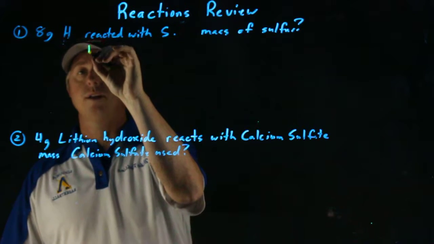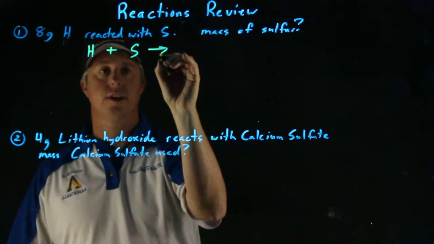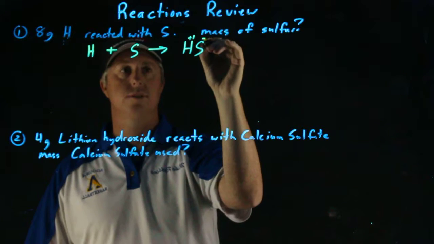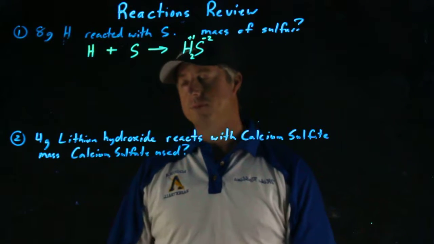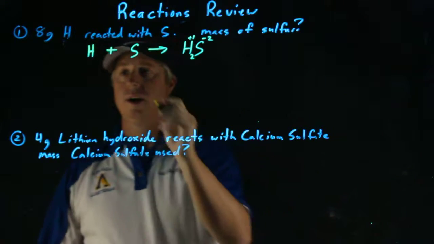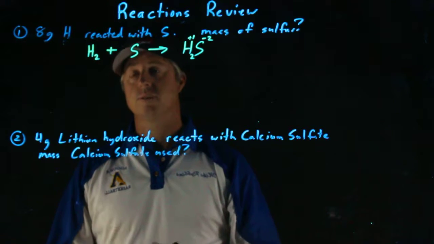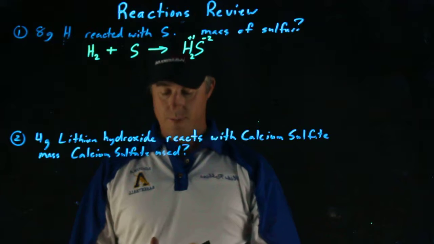First step is to write a balanced equation. So hydrogen plus sulfur yields hydrogen and sulfur together. Hydrogen's a +1, sulfur's a -2, and 2. Now I have things by themselves. If they're by themselves, you have to check if they're diatomic. Hydrogen is, sulfur is not. And so I now have to balance my equation. Well, 2 hydrogens, 1 sulfur, I'm balanced.